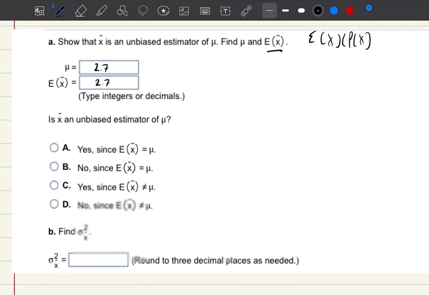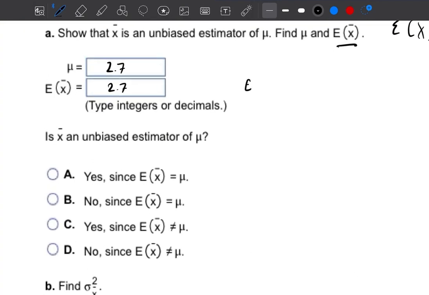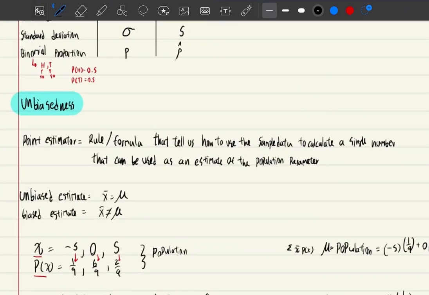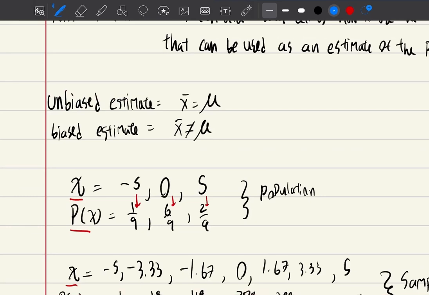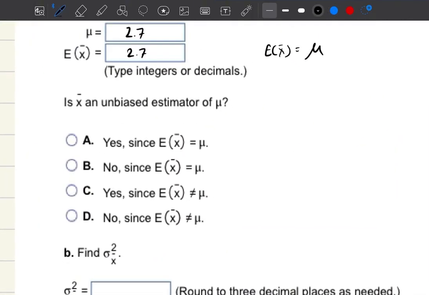So this is unbiased because E of x bar is equal to mu. As we learned from chapter 5 part 1, if E of x bar is equal to mu, it is unbiased. So here it's going to be yes, since E of x bar is equal to mu.